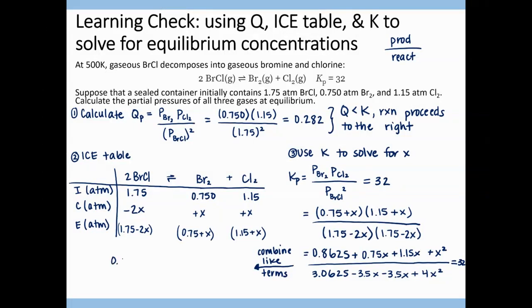Combine like terms, we have 0.8625 plus 1.90x. So that's the term that is different now. We just combined like terms, plus x squared. And then the denominator, 3.0625 minus 7x plus 4x squared. So the 7x is the combined term. And then this is all equal to 32. Now we'll move to the next page.